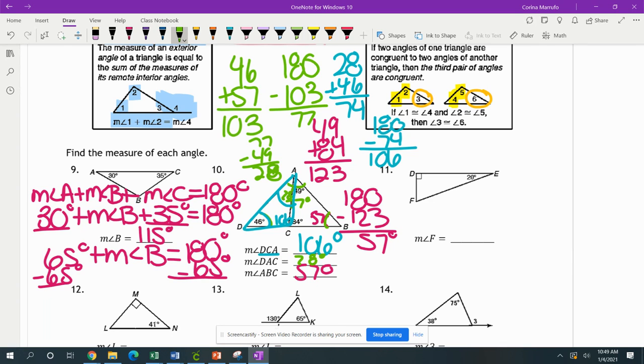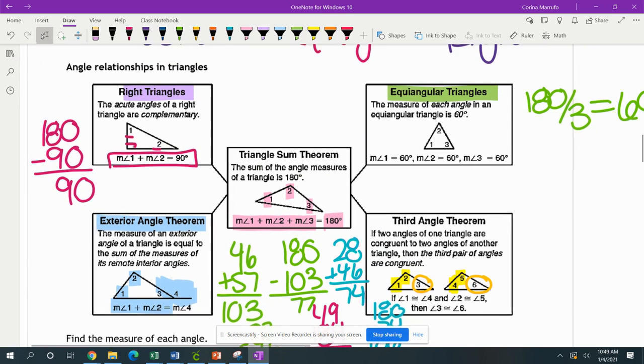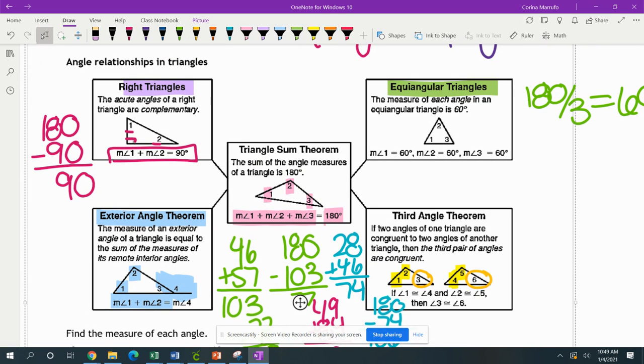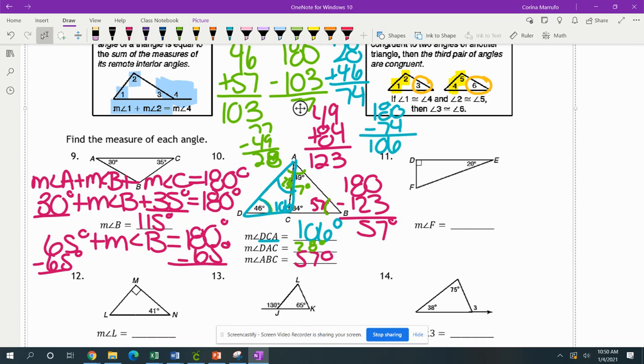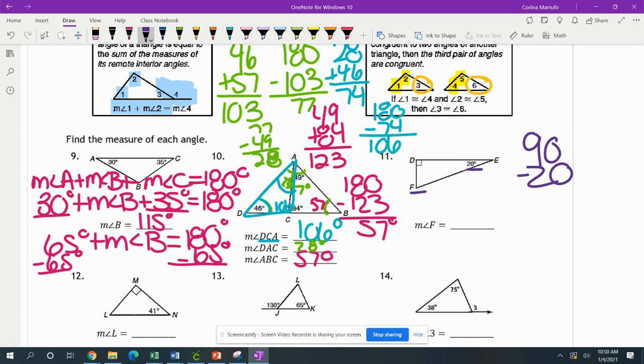Okay, number 11. So number 11, we have this right triangle. So remember the rule with our right triangles is right here. It says that if one of the angles is 90, then the other two angles need to add up to 90. Okay, so if we look here, these two angles need to add up to 90, the angle E and angle F. So I'm going to do 90 minus 20. That's going to give me what F has to equal, and it has to equal 70.